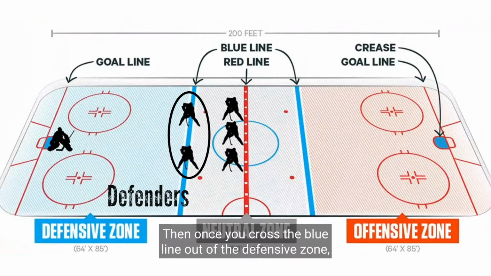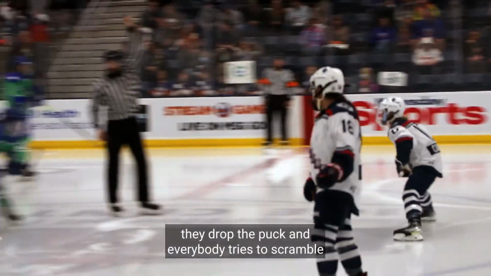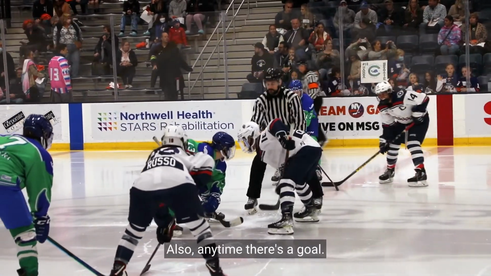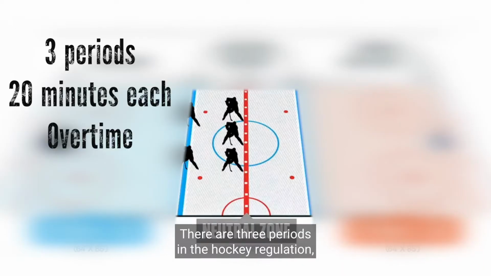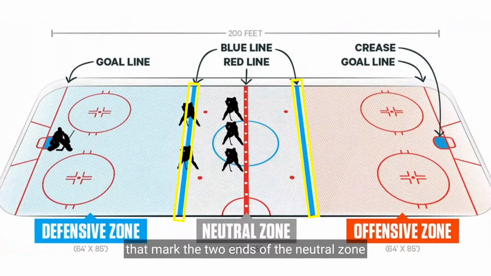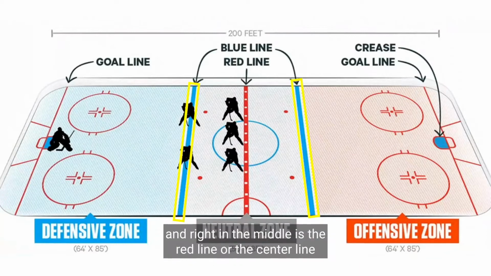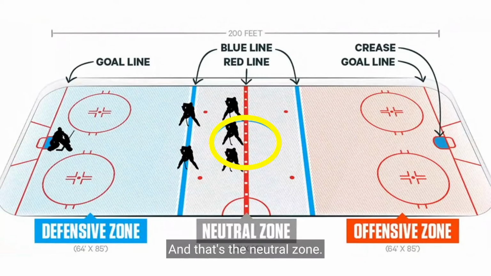Then, once you cross the blue line out of the defensive zone, now you're in the neutral zone. That's where in the beginning of the game, they drop the puck and everybody tries to scramble and get the puck. Also, anytime there's a goal, and also at the beginning of every period. There are 3 periods in hockey regulation, 20 minutes each, and then maybe some overtime if we're lucky. Anyway, there are 2 lines that mark the 2 ends of the neutral zone, and right in the middle is the red line or the center line, because it's in the center. And then there's a big old dot there because that's the center circle. And that's the neutral zone.